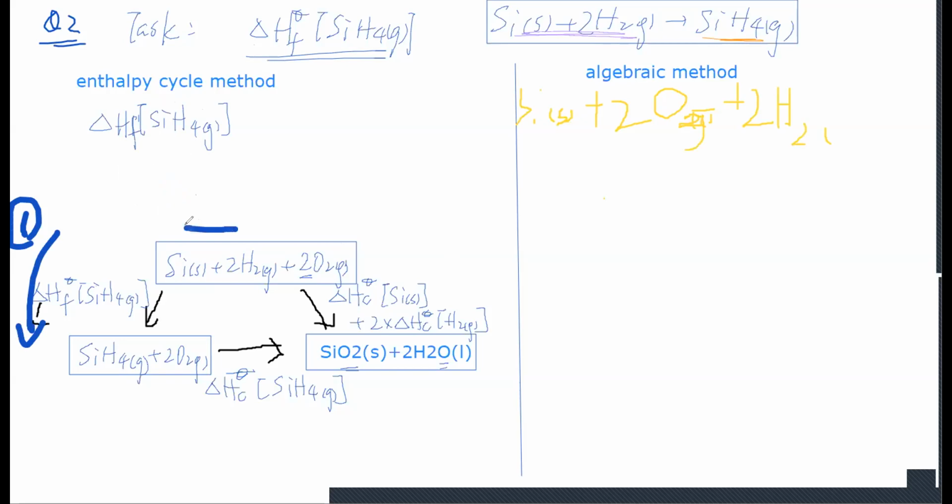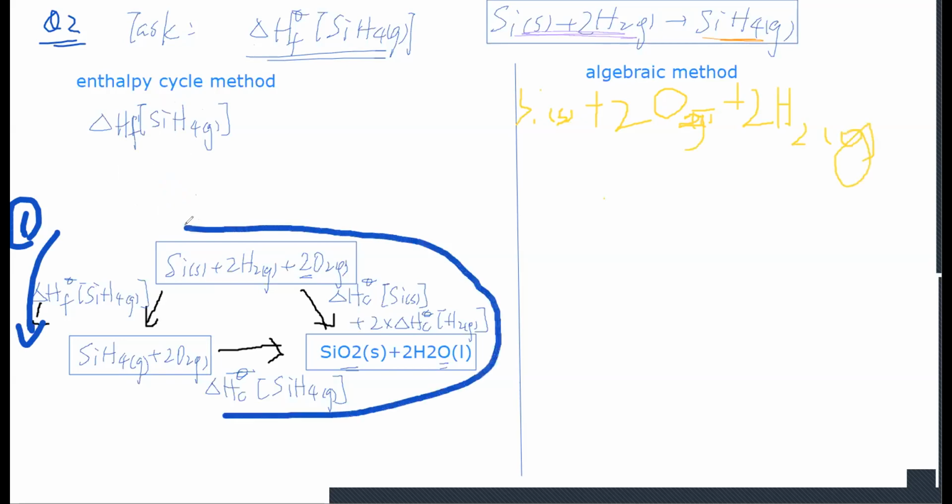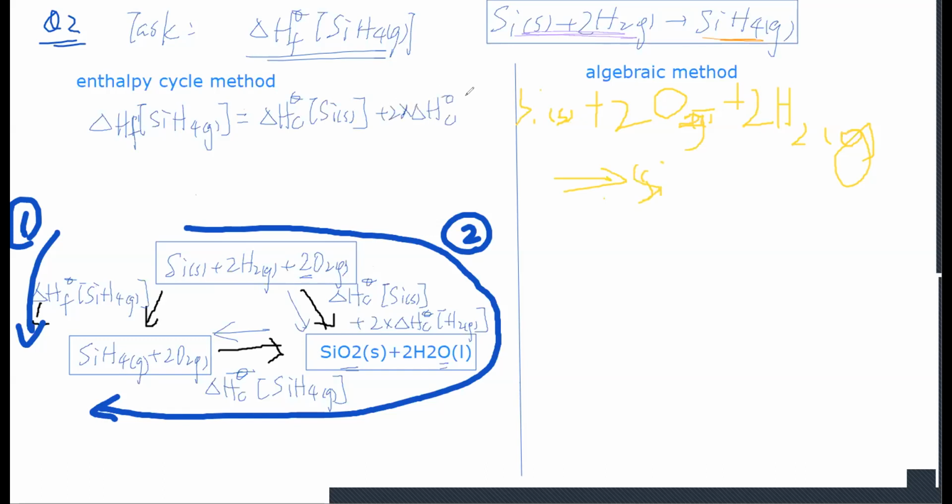So what is route 2? You're going to have this direction. Can you get it? So the route 2, it is from this and this. First of all, you may find it as what? Delta H of combustion of silicon plus 2 times delta H of combustion of hydrogen. And finally, it is minus, right? Because it's a reverse reaction. So this is the delta H of combustion of silane.